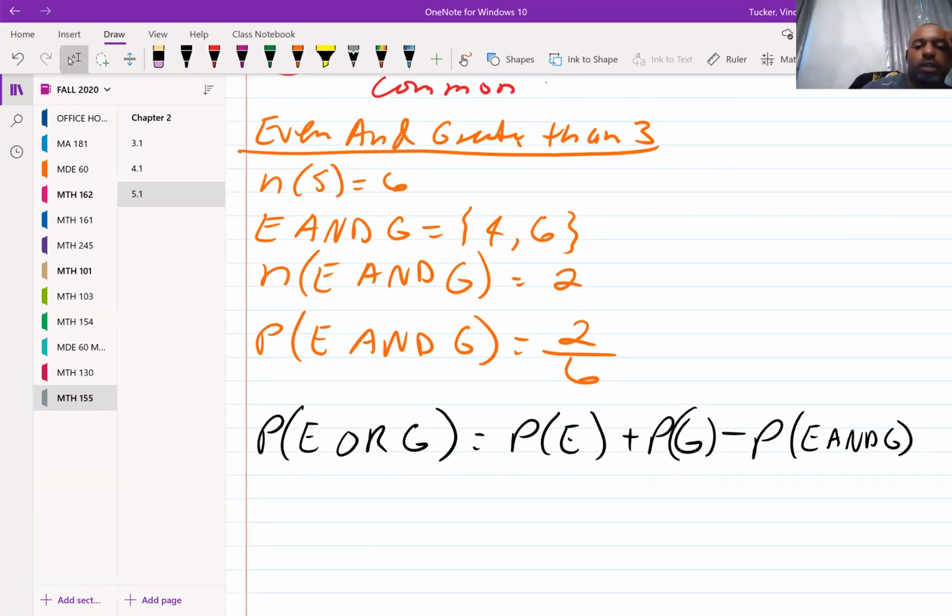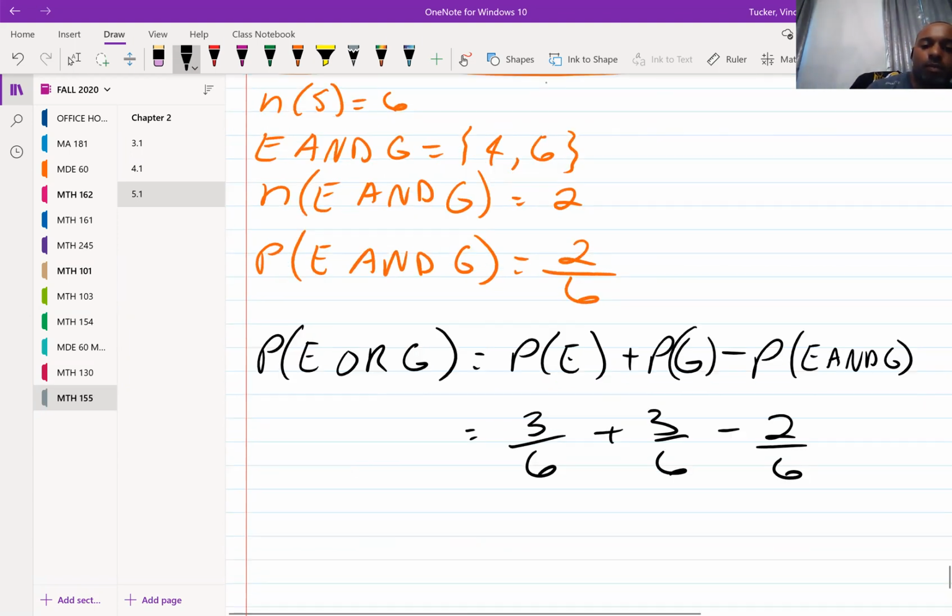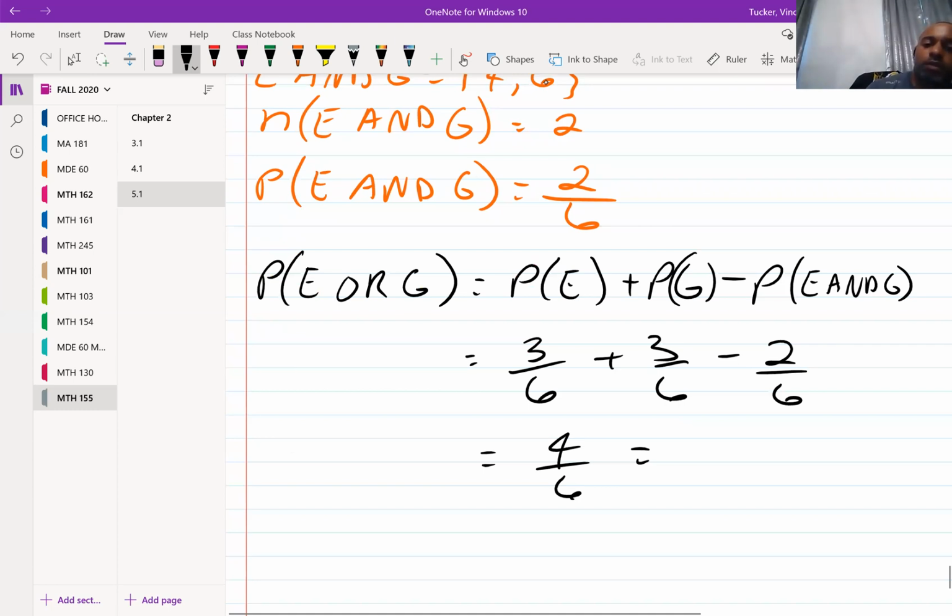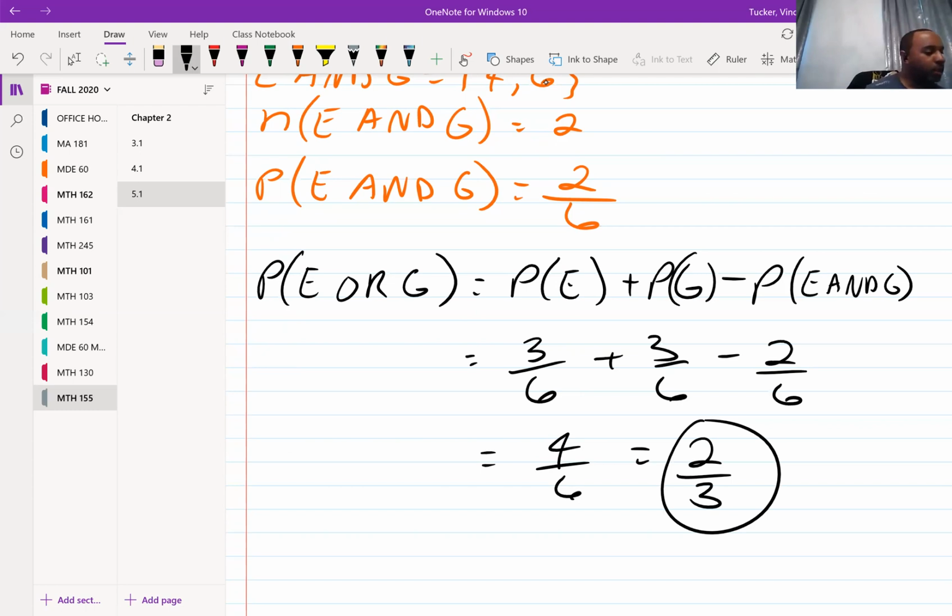All right, so this is what we're looking at as far as the formula is concerned. The probability of an even number plus the probability of a number greater than 3 minus the probability of both of them. So it's 3/6 plus 3/6 minus 2/6. That'll be 4/6. And once again, you are expected to reduce if possible. So you got a 2 out of 3 chance of doing so.